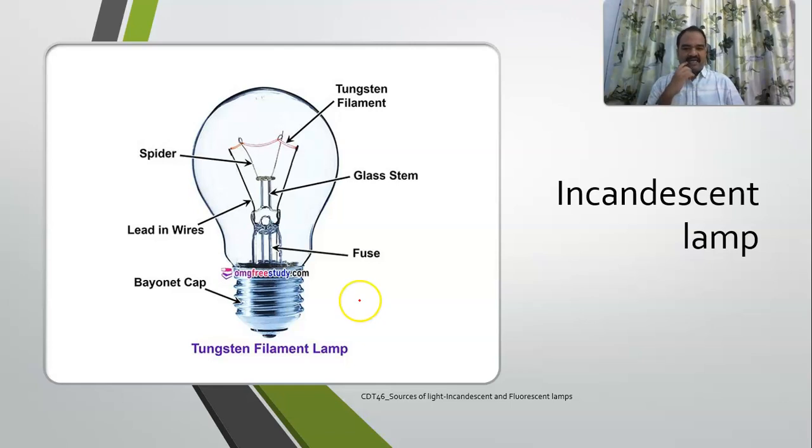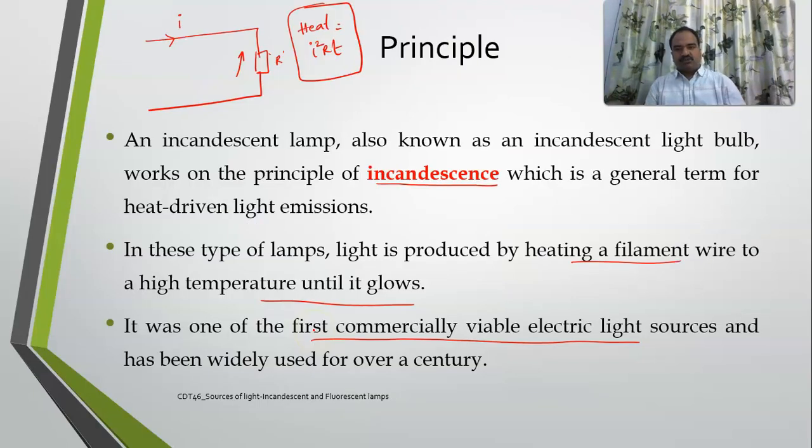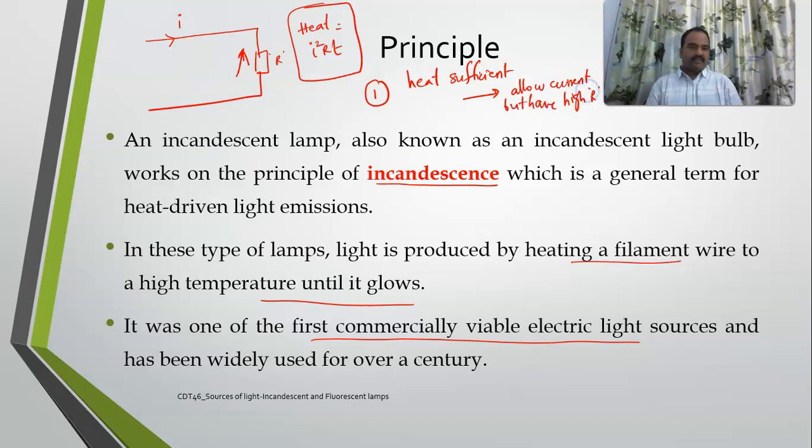This is a simple incandescent lamp. The picture I have taken from the internet. Before going to the principle of operation, I'd like to remind you of a few things. Whenever you are going to design this type of incandescent lamp, the first thing you should remember is that your element must develop sufficient heat, which means that it must allow current but have high resistance, right? It must not be an insulator.